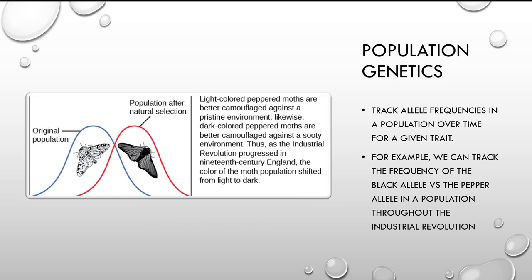You can see here we have two alleles, the dark color allele or the black allele, and then the allele that causes the pepper color. And you can see in the original population, the frequency of the pepper allele was a lot more common. So that allele was more frequent.